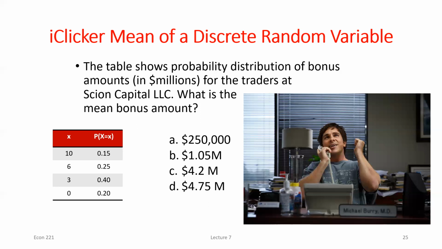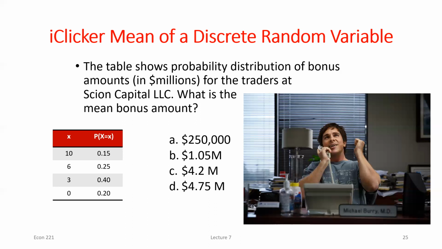Well, what value is going to influence that mean the most? Yeah, why? 3 million. Why? It's the most likely outcome. We're using our probabilities as weights. And so whatever has the highest weight will influence that mean the most. Well, our weights are probabilities, so whatever has the highest probability will influence that mean the most. So we know 3 will influence it quite a bit.